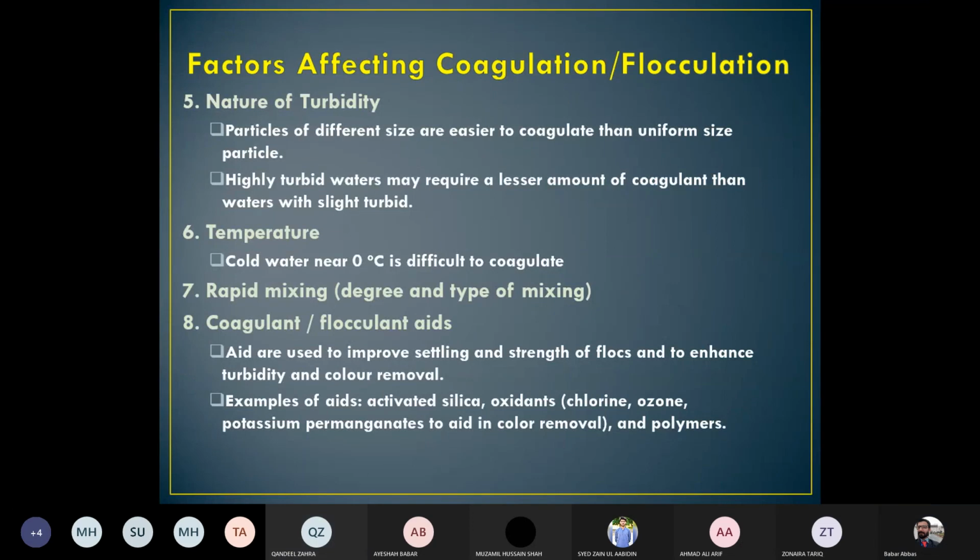Yes, sir. All right. Then comes the temperature. Cold water near 0 degree centigrade is difficult to coagulate. Rapid mixing is also a factor which affects the coagulation or the flocculation. Degree and type of mixing, coagulant and flocculant aid are used to improve settling and strength of flocs and to enhance the turbidity and color removal. Examples of aids: activated silica, oxidants, chlorine, ozone, potassium permanganate to aid in color removal, and polymers.